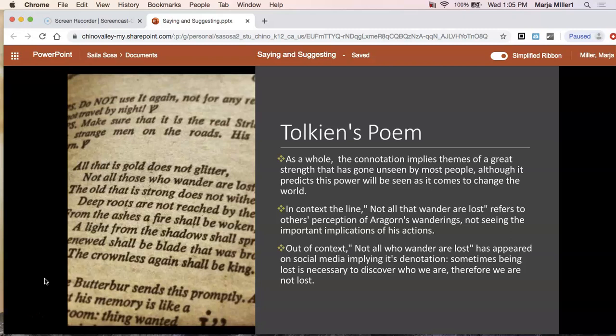Now there's a specific line in this that's often quoted on Pinterest and Instagram, wherever people are posting things: not all who wander are lost. And this takes more of the denotation of that theme, because it's read and implied that not all those who wander are lost, because you have to be lost to find yourself, which is a nice notion, but it's not quite what Tolkien intended. And it can show you the difference between connotation and denotation in a work.